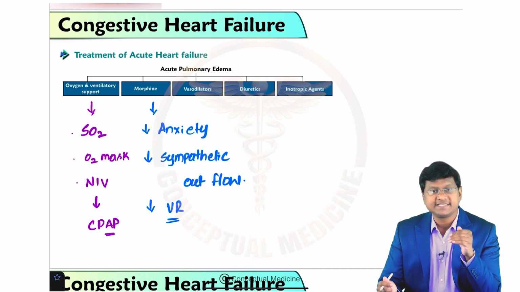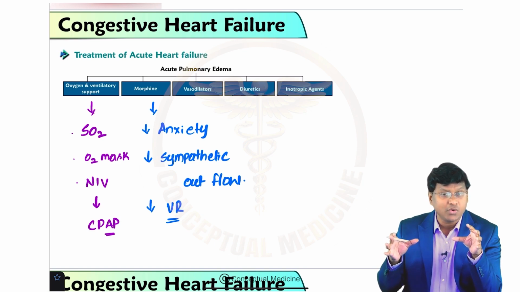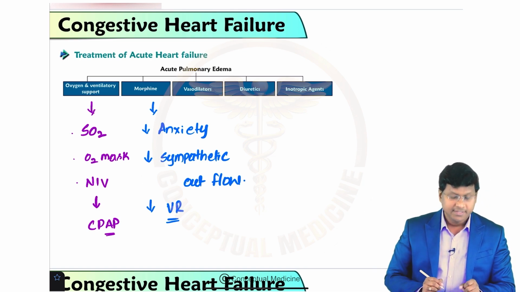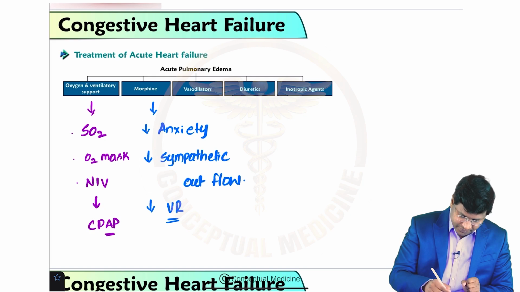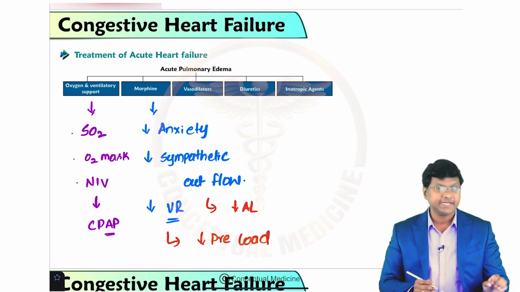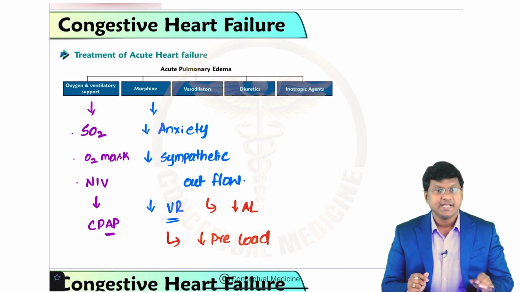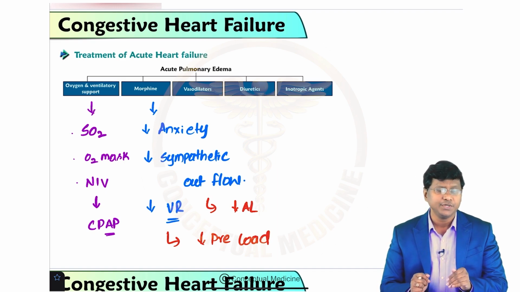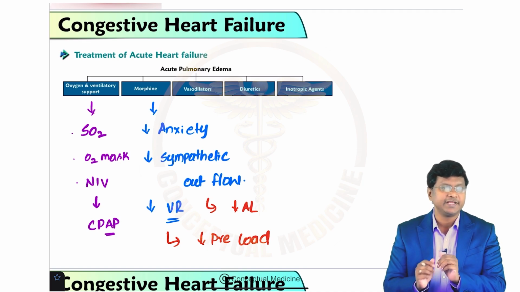So by decreasing the venous return and by decreasing the sympathetic outflow, the cardiac workload will be reduced. That means morphine, by decreasing the sympathetic outflow, is decreasing the afterload on the heart, and by decreasing the venous return, it is decreasing the preload on the heart. And once your preload as well as the afterload is reduced, the pulmonary edema will get reduced.